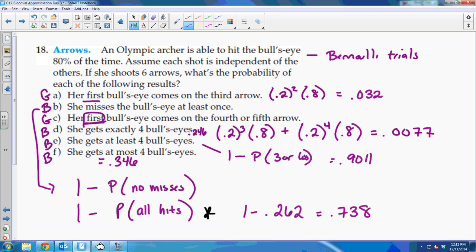Is this better? We're getting it together. Questions on 18? Do you know how to figure out if it's binomial or geometric? Do you understand the calculator functions a little bit better? Okay.